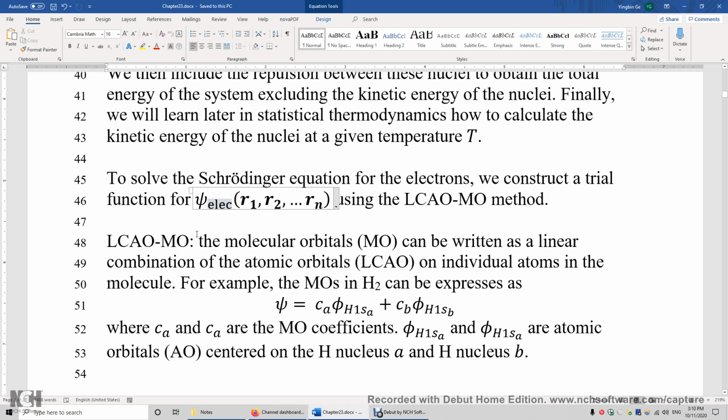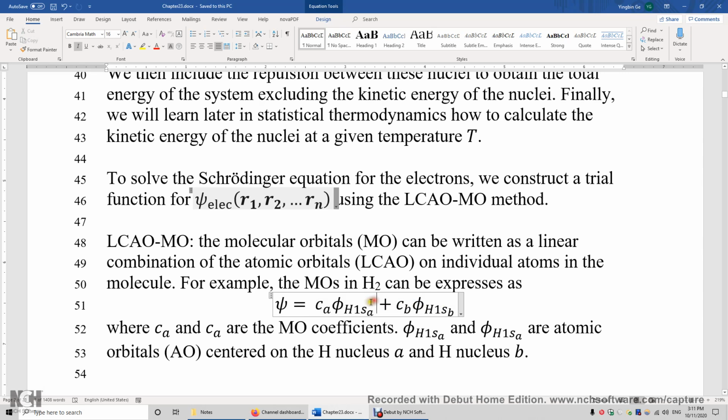This is a theory that states that the molecular orbitals in a molecule can be written as a linear combination of the atomic orbitals on the individual atoms in this molecule. For example, if you have an H2 molecule, the molecular orbitals in H2 can be expressed as this. You are looking at the linear combination of two atomic orbitals.